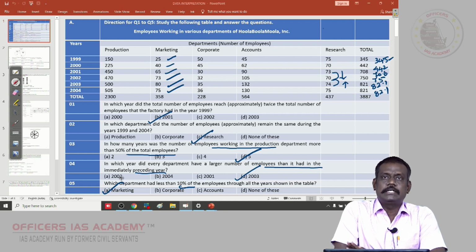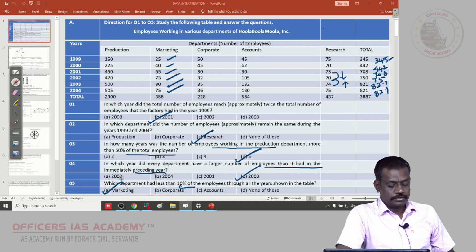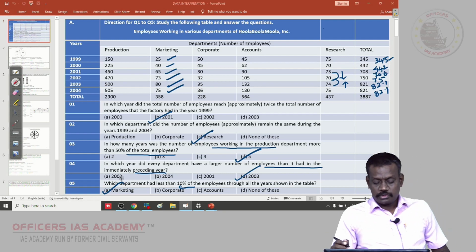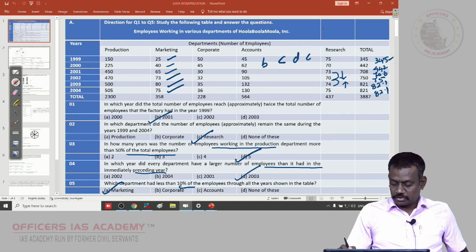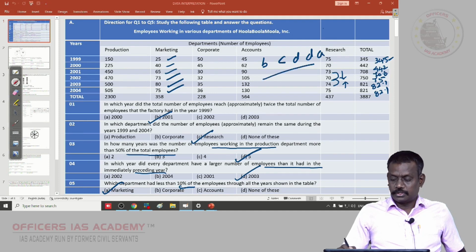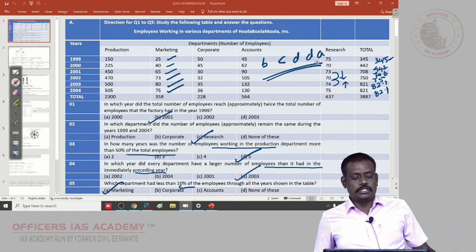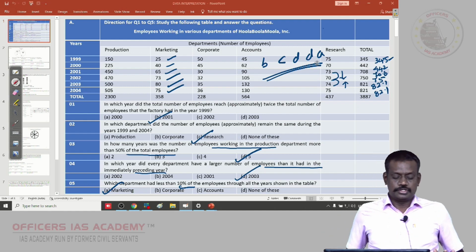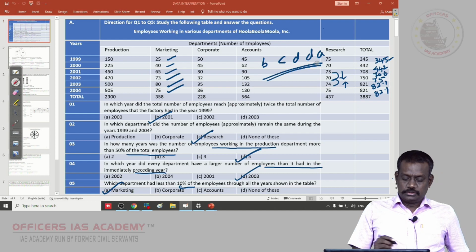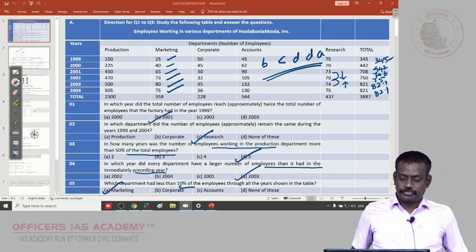Understood, children? Is it clear now, every one of you? So the answer is, first option is B, second option is C, third option is D, fourth option also D, fifth option A. B, C, D, D, A. Clear, children? So this is how we have to solve the tabular format questions. Is it clear? Understood? Shall we move further?